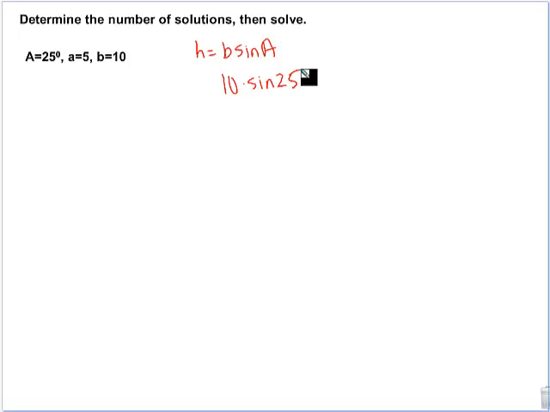What do we end up getting for 10 times the sine of 25? Yeah, we get 4.2. Okay, so now we want to figure out the order that these values go in. So what's our largest value up there between B, A, and the height? B. Okay, so B is our biggest value. And then what's our next biggest? A. And then what's our smallest? The height. So here, our side A is falling in between our side B and our height.